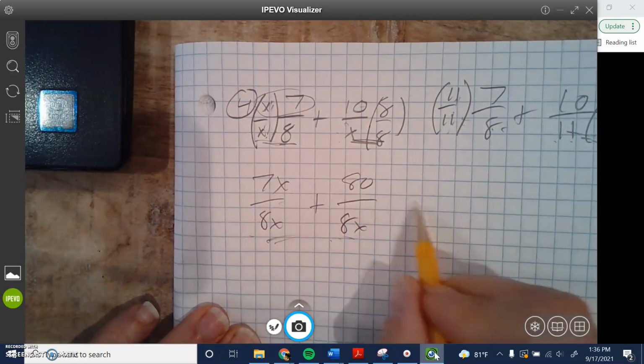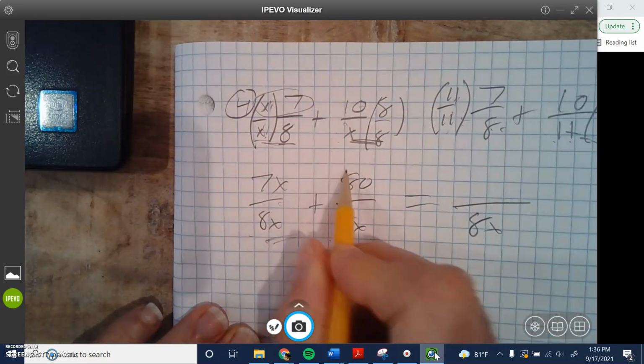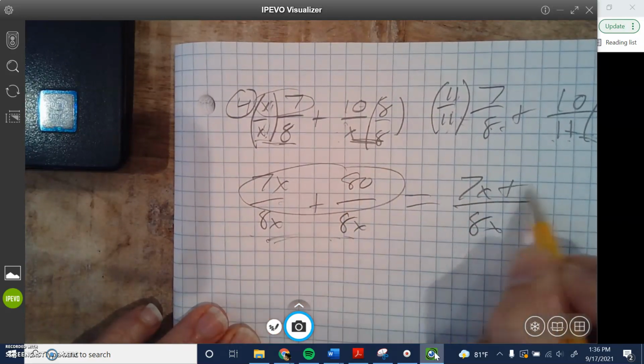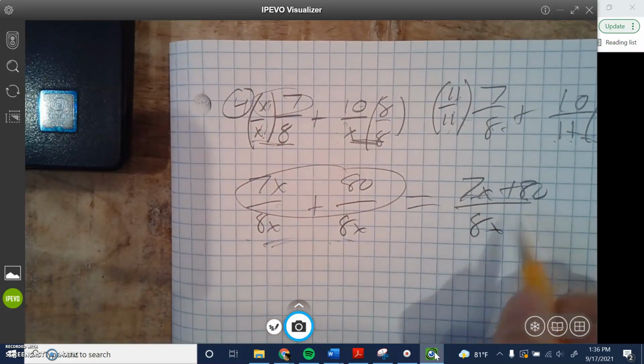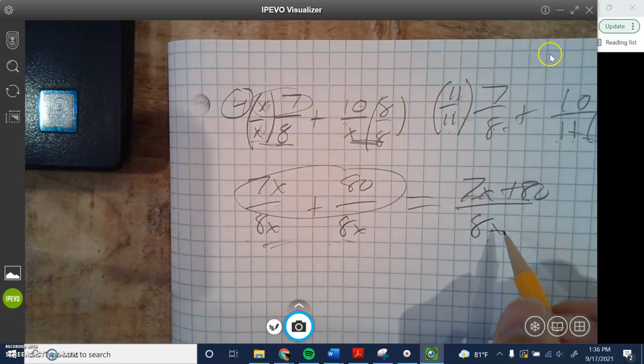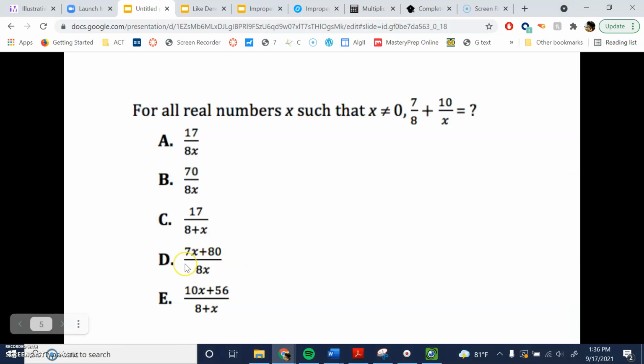When you have the same denominator, you slide it, and then you add the numerators. 7x plus 80. Can't combine them because they're not like terms. 7x plus 80 over 8x is D. Nice job, everybody.